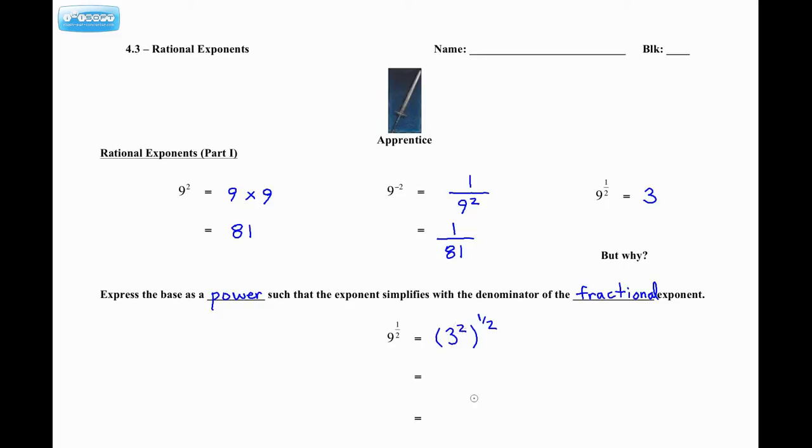Well, we can apply our exponent laws. If I have a power and then I'm raising it again, well, can't I just multiply those together? That's not new. And what is 2 times 1 over 2? Well, the 2's cancel. That just gives me 1. And 3 to the 1, of course, is 3. So that's showing the steps.